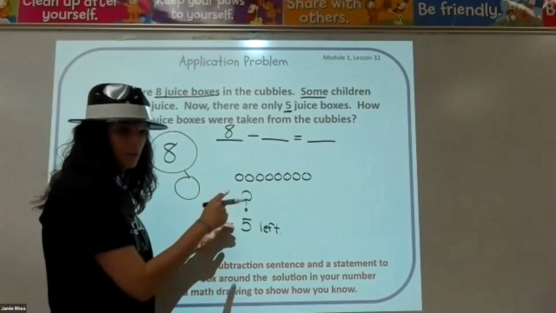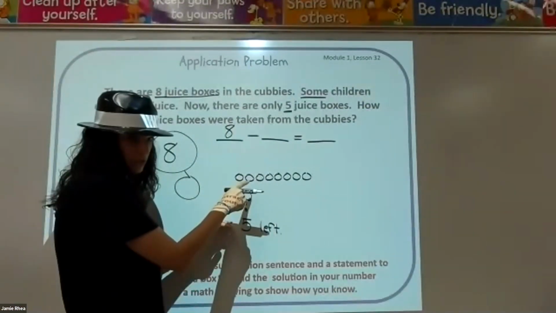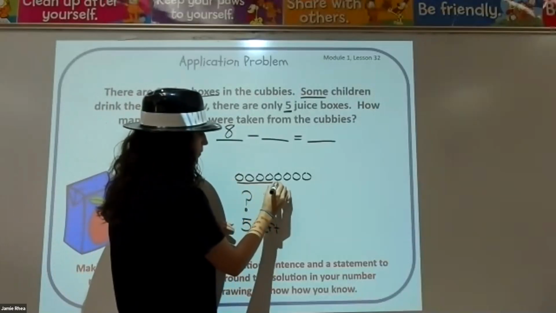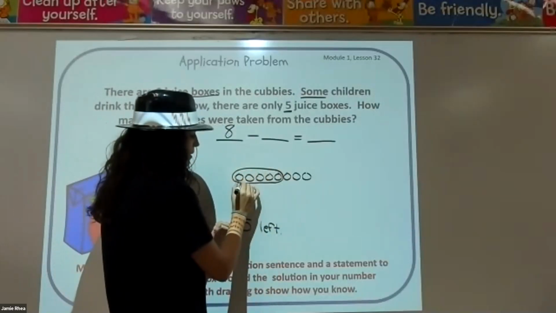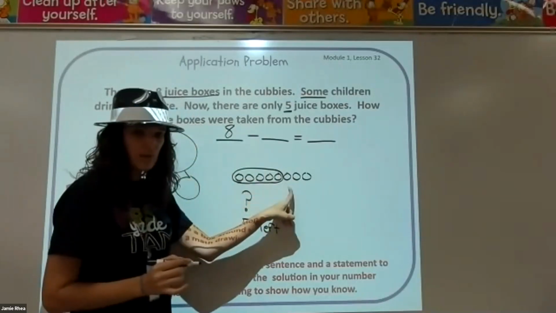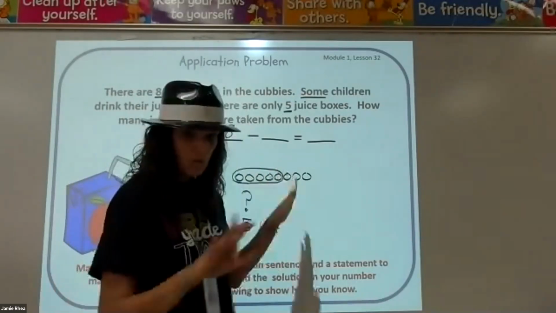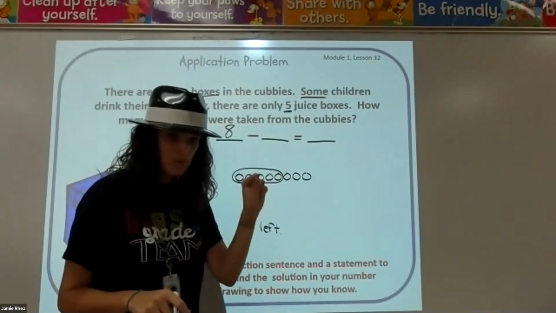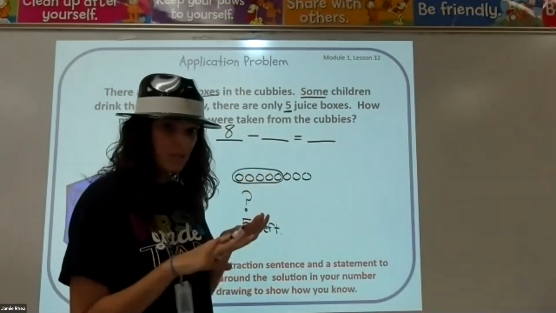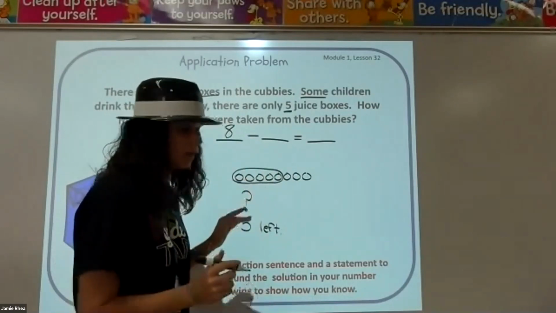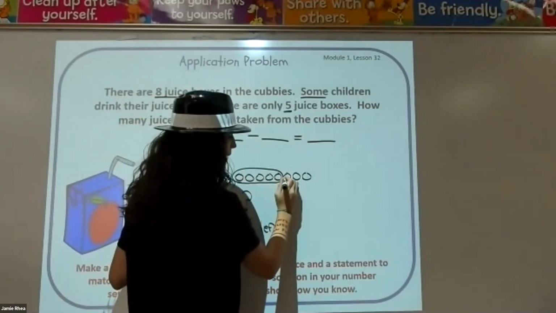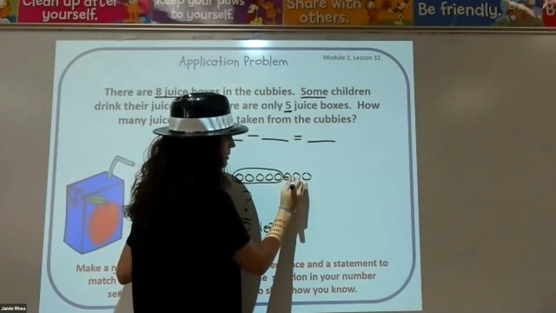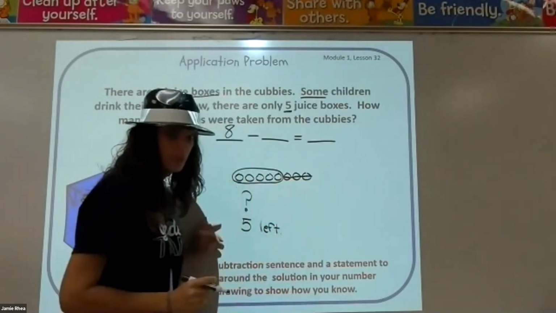So I'm going to take my picture and I'm going to circle 5. 1, 2, 3, 4, 5. And I'm going to mark out the rest because they drank them. They're all gone now. We take it away. Remember, if we take something away, we do a horizontal line through it. If we're not taking it away, we don't do anything to it. So I'm taking those away. I'm going to count them as I mark them out. 1, 2, 3. How many did I take away?